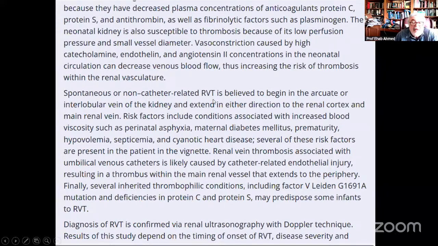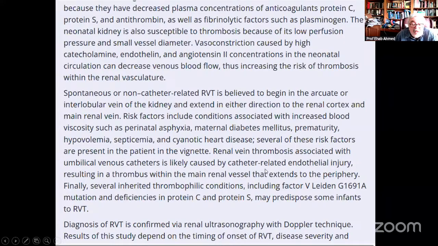Spontaneous or non-catheter related RVT is believed to begin in the arcuate or interlobular vein of the kidney and extends in either direction to the renal cortex and main renal vein. Risk factors and conditions associated with increased blood viscosity, such as perinatal asphyxia, maternal diabetes, prematurity, hypovolemia, septicemia, cyanotic heart disease, etc.